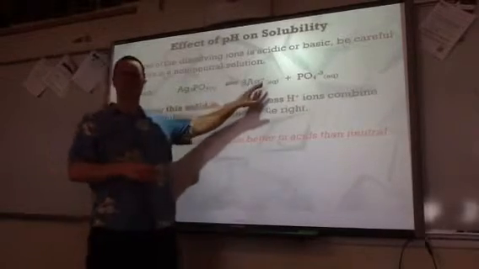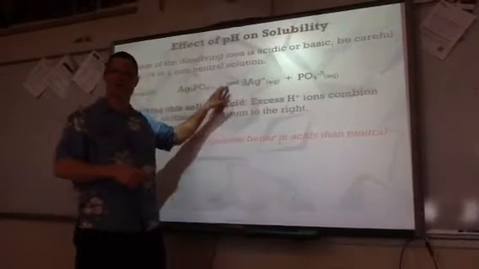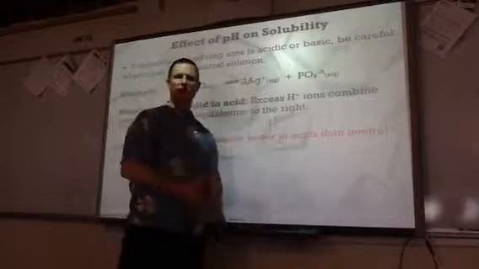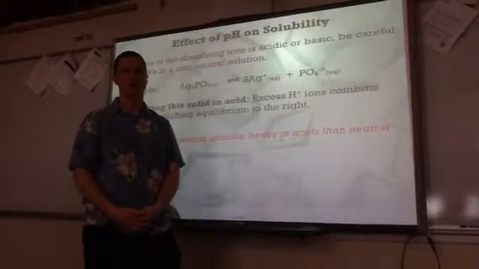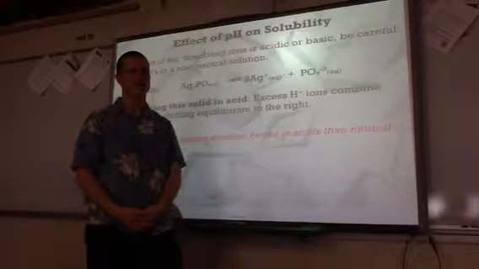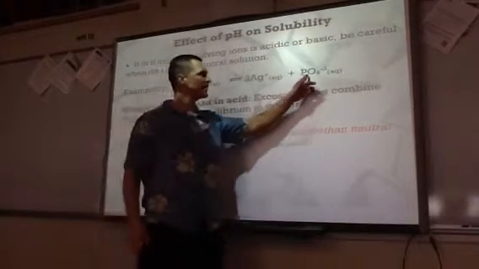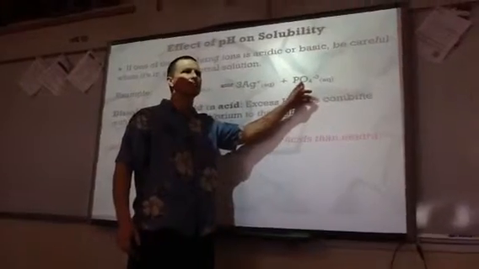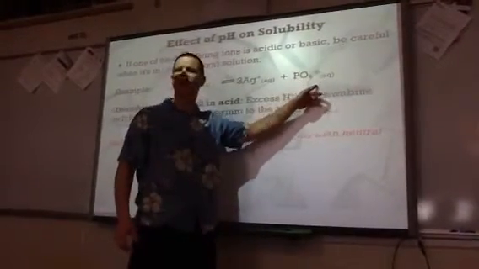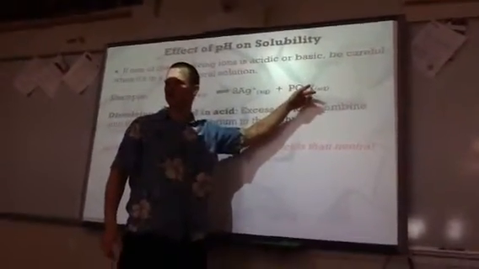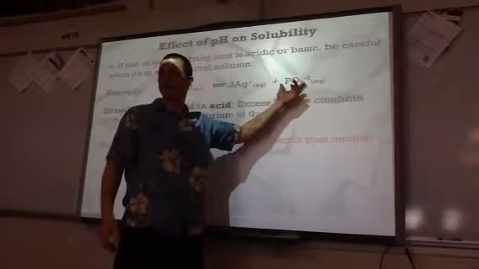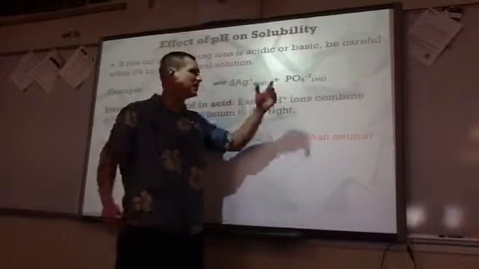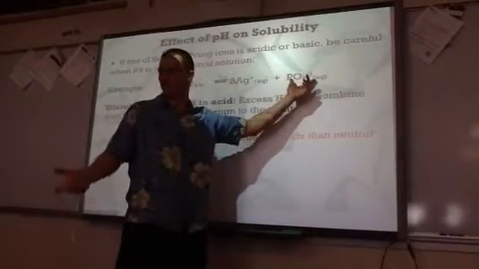how would the acid environment change the solubility of this? What term in this reaction would be affected by the presence of an acid? H plus ion would combine with PO4 3 minus. This thing right here. Why would hydrogen ions like the phosphate ion? Phosphoric acid. Well, this is a base. Yeah. Because phosphoric acid is a weak acid, and so its conjugate is a base.